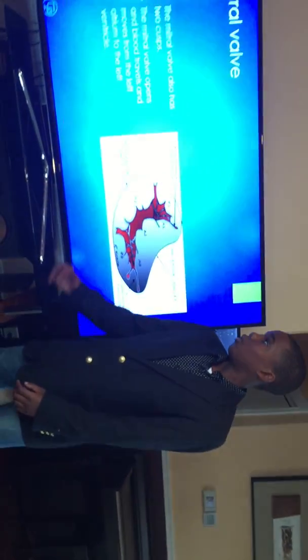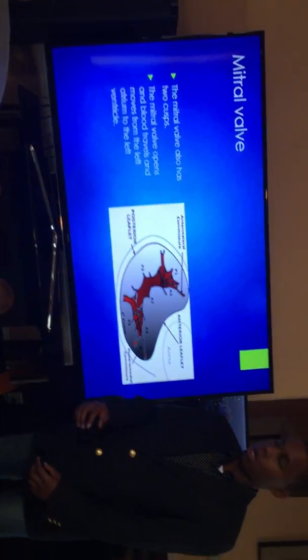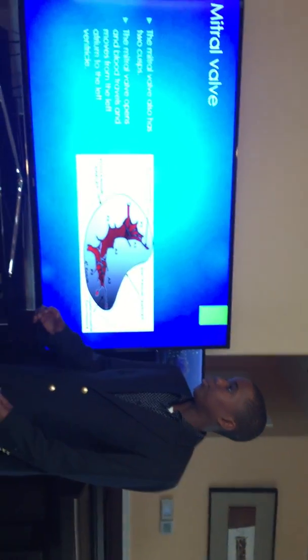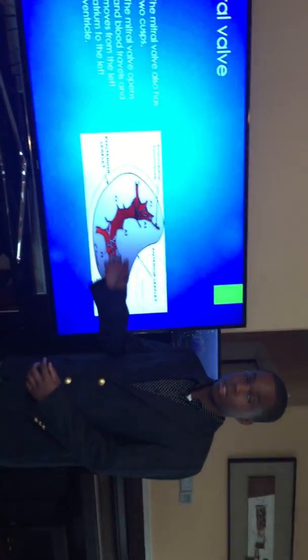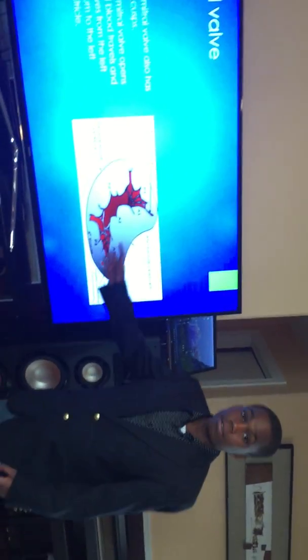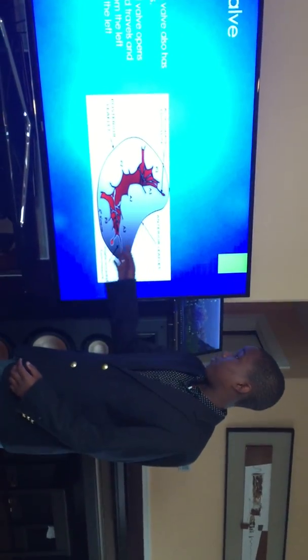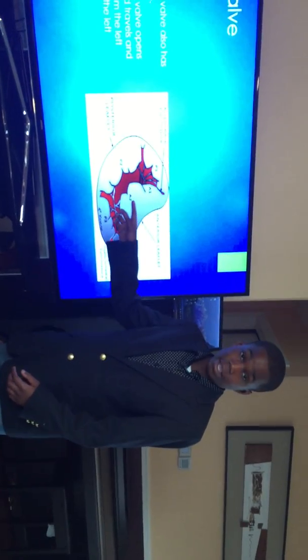The mitral valve. The mitral valve also has two cusps. It opens up and blood travels and moves from the left atrium to the left ventricle with the mitral valve. So here are some leaflets of the mitral valve. And this is inside the mitral valve.